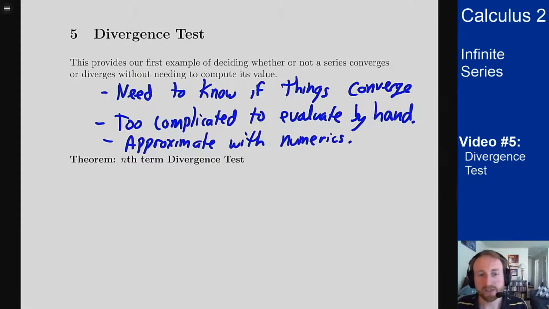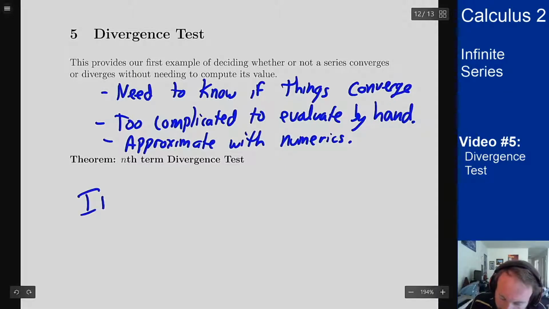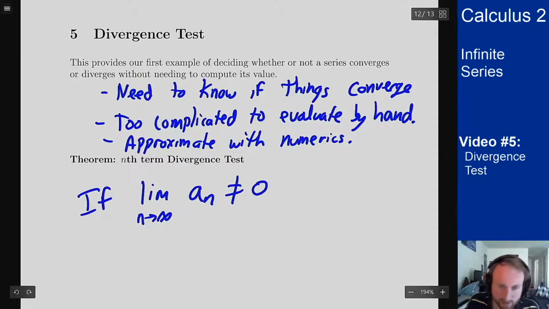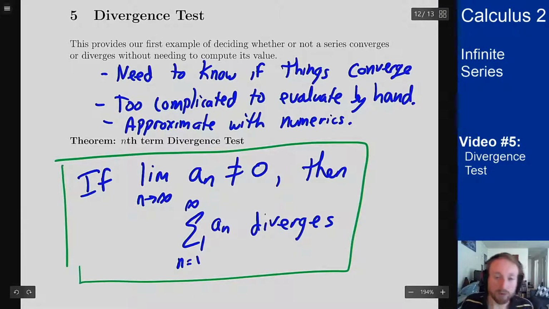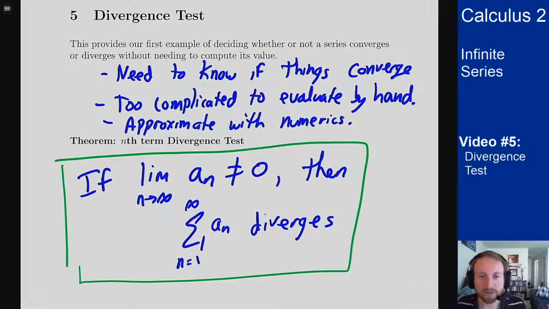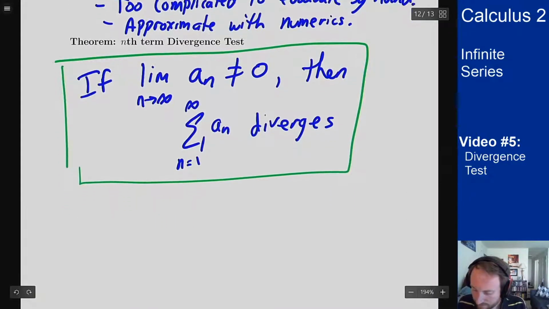So here's our first test for determining convergence or divergence of series without being able to evaluate their number directly, and that's the nth term divergence test. What this says is pretty simple. This says if the terms of the series, so this a_n, do not converge to 0, then the series of this a_n diverges. So if the terms don't go to 0, the series must diverge.